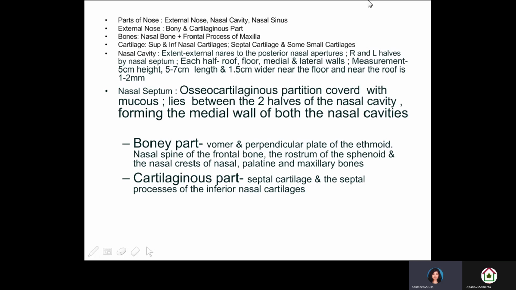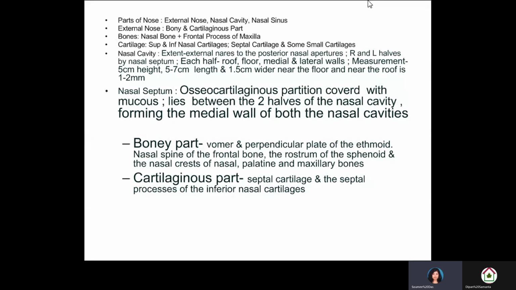There are basically three parts of the nose. Number one, external nose. Number two, nasal cavity, and number three, nasal sinus. Okay, so external nose, nasal cavity, and nasal sinus. External nose again is subdivided into bony part and cartilaginous part. So some part of the external nose is bony and rigid, and some part of the external nose is cartilaginous and flexible in nature.